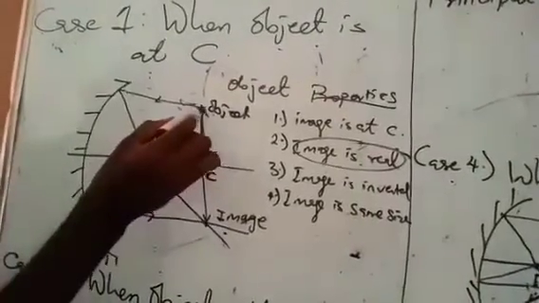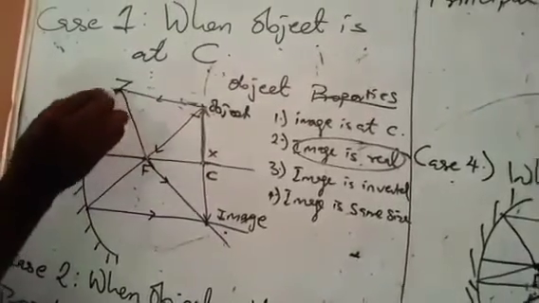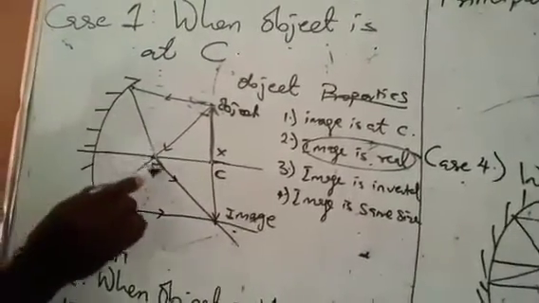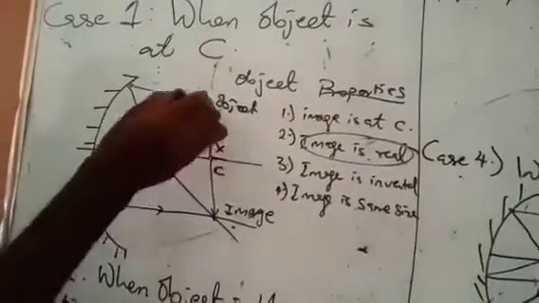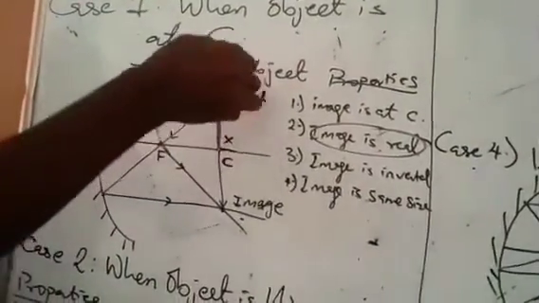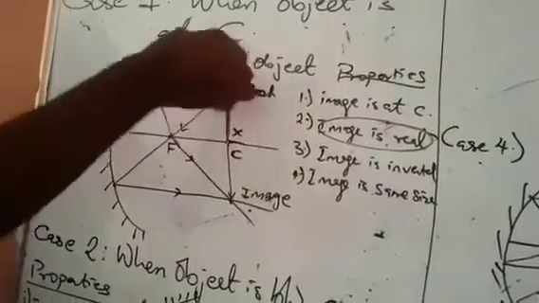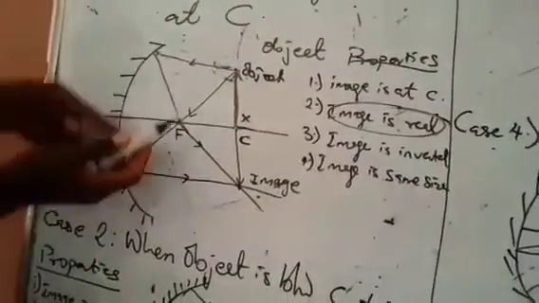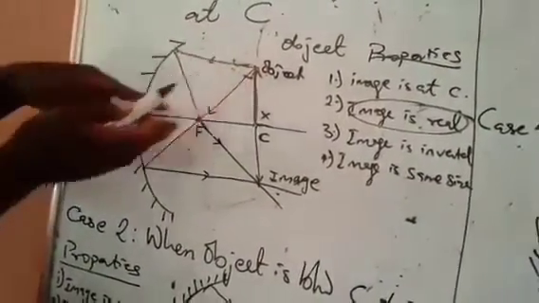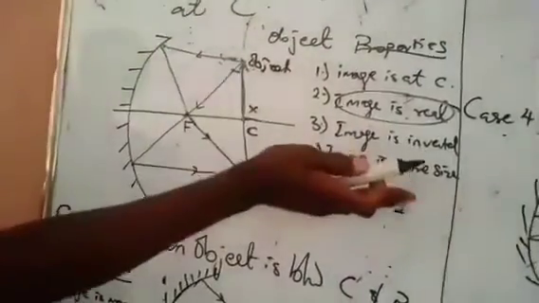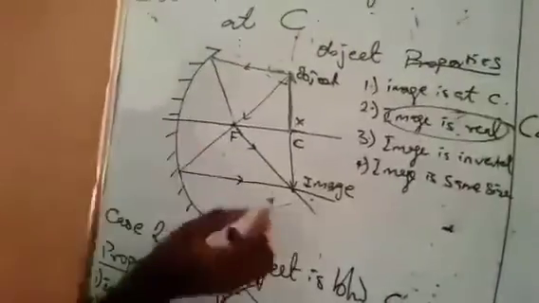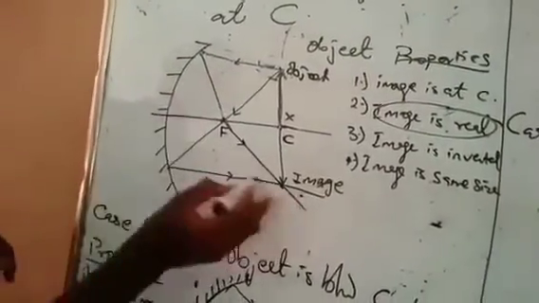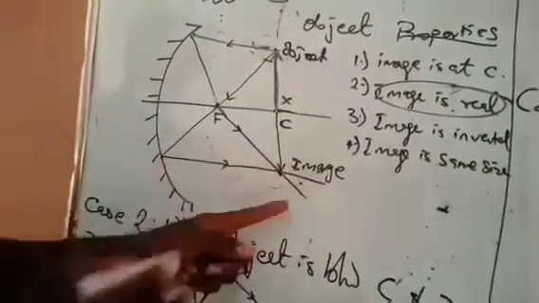Now, the first ray moved from the object and struck the mirror, then reflected through the principal focus. It reflected down. Then the second one that didn't move straight, rather moved through the principal focus. That is the ray that is representing those ones that moved through the principal focus. Reflected also down the center of curvature.